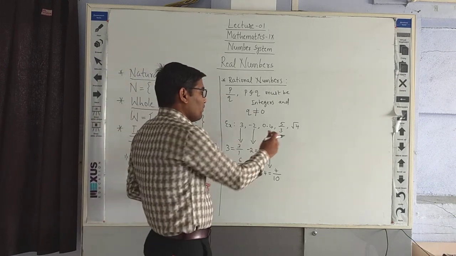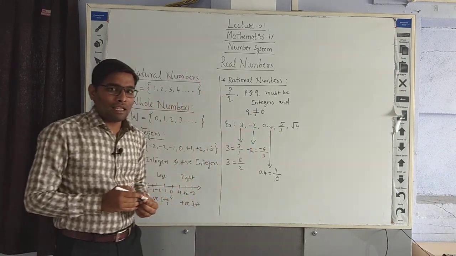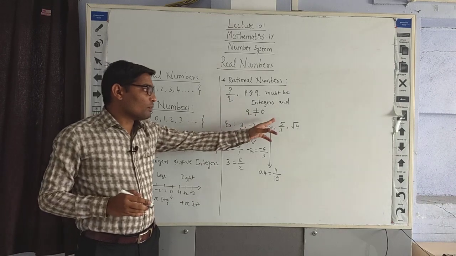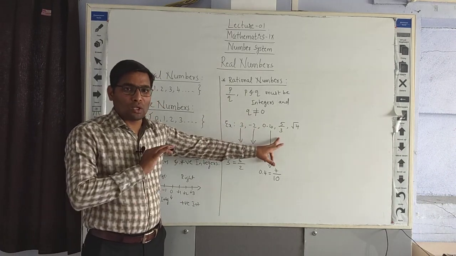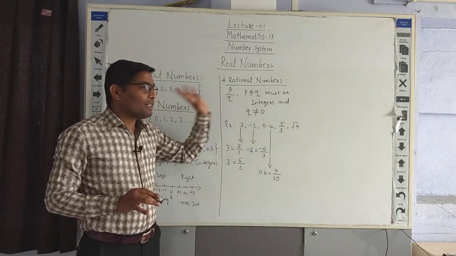Moving to the next one, 5 by 3. 5 by 3 is already in the form of p by q and both are integers and the denominator is not equal to 0. Therefore, it is also a rational number.